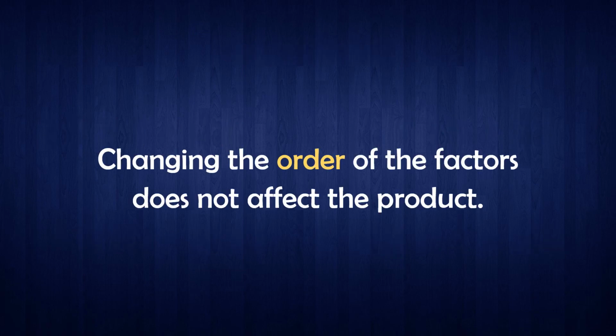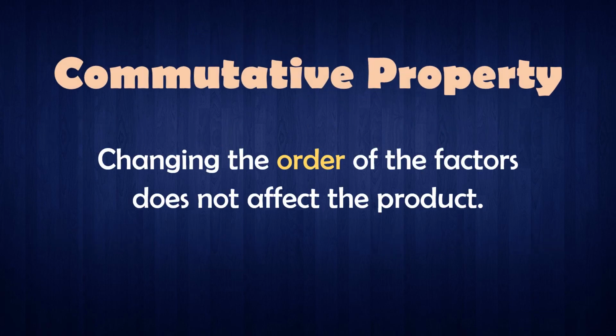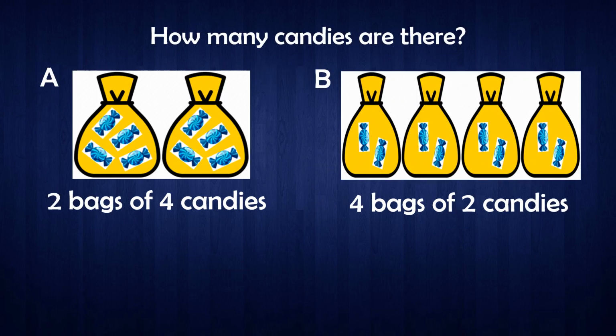The third property is commutative property of multiplication. It states that changing the order of the numbers does not affect the product, which means that the answer remains the same when multiplying numbers even if the order of numbers is changed. Let's take this as an example.